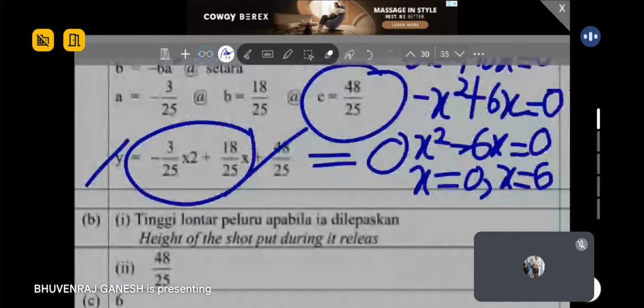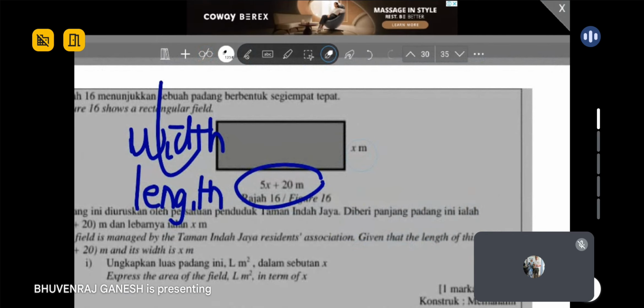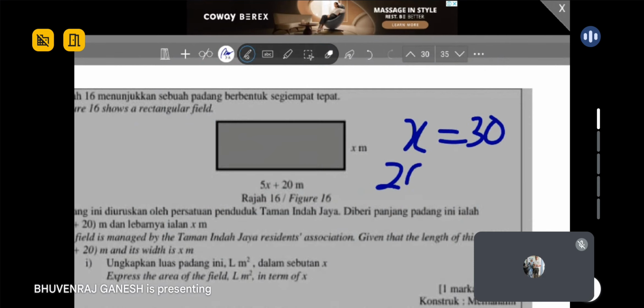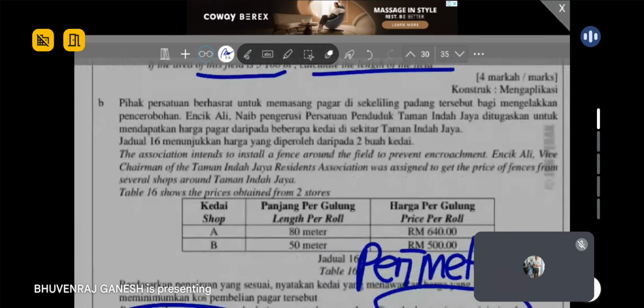So you have to find the perimeter. So guys, how to find it? Very simple. You already get your X value. Okay, kamu sudah ada nilai X. So X value is equal to 30. So perimeter 2 times 30 plus, you substitute X here, you will get 170. Okay, 170. So you just plus like this. Then answer is 400. 400 meter.